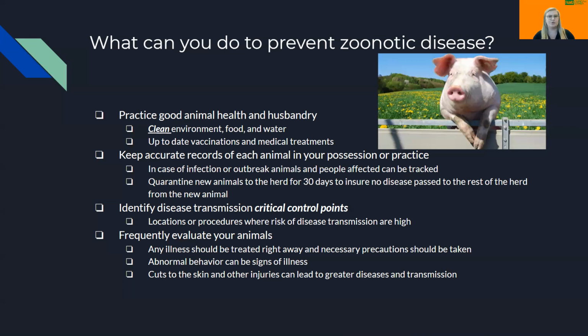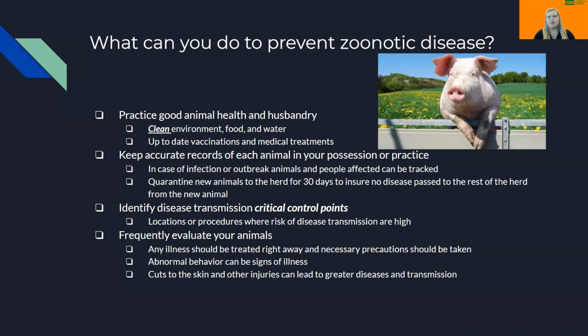Any illnesses should be treated right away, and necessary precautions should be taken. So if you notice that there's a sick pig, you need to take that pig and put him back in quarantine by himself. Abnormal behavior can be signs of illness. Cuts on the skin or other injuries can lead to greater diseases and transmissions, like I talked about with that horse. You want to make sure you clean out those injuries, that they're washed well, that they have been disinfected with alcohol or iodine, and follow any other directions from your veterinarian.